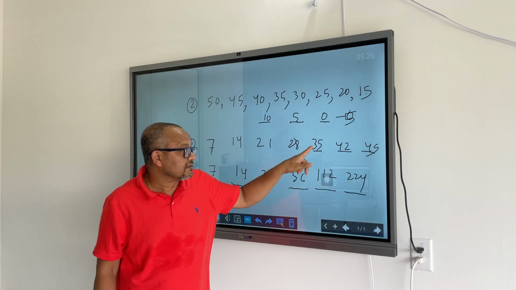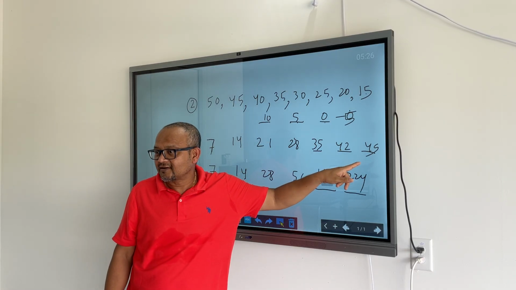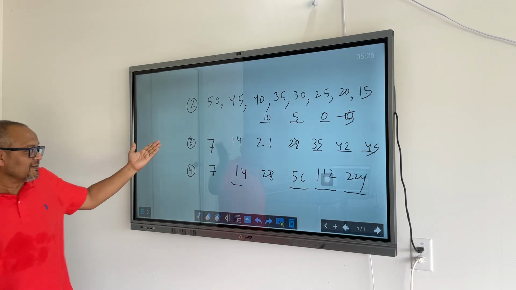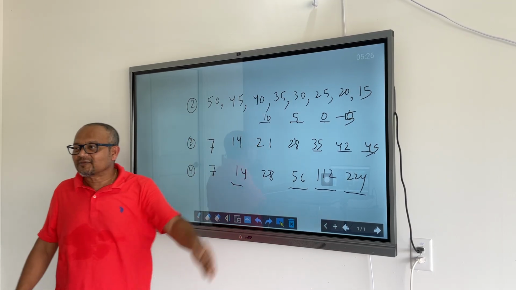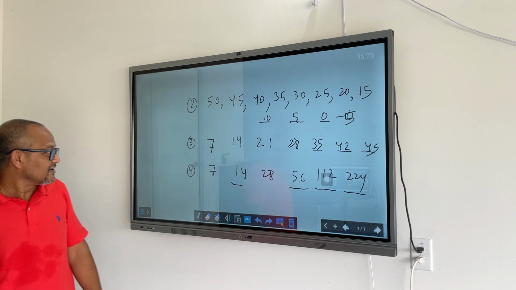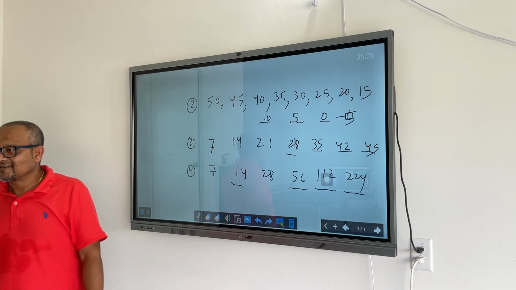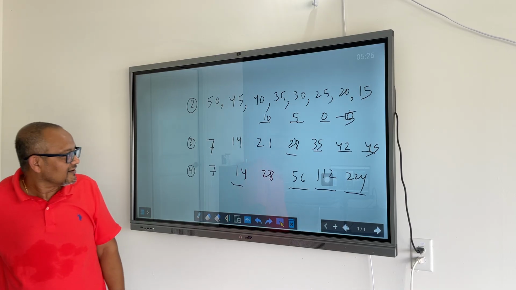7 5 is 35, 7 6 is 42, 7 7 is 49. You're just writing tables here. That's the pattern. You're adding by 7. Adding by 7 is nothing but a pattern. The 7 is not 20. It is. Then, what is 28?